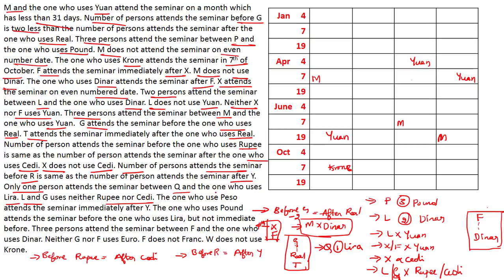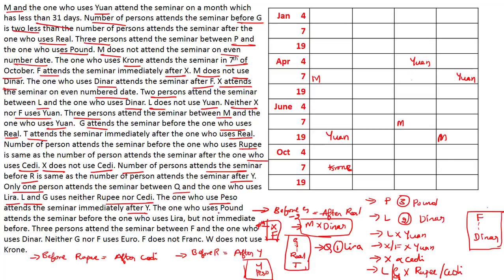Okay, the next one is the one who uses peso attends the seminar immediately after Y. So immediately after Y, peso person has to be substituted. Let me write here. So immediately after Y, peso has to be placed.